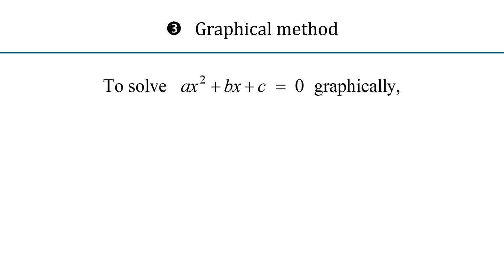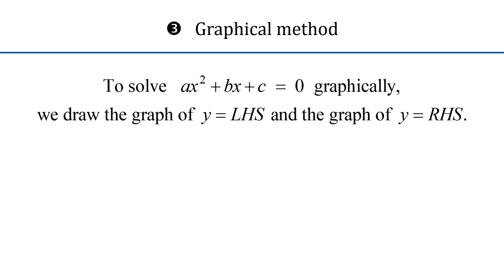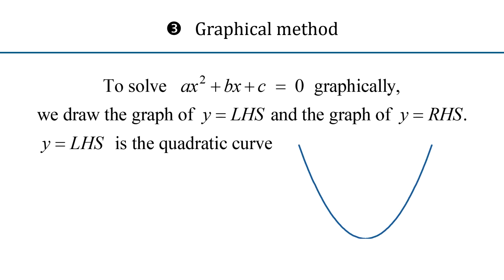Our third and final method is a graphical method. We will use it to solve the quadratic equation ax squared plus bx plus c equals 0. So we have a left-hand side, which is a quadratic expression, and the right-hand side, which is 0. And to do that, we sketch two graphs: the graph of y equals the left-hand side, as well as the graph of y equals the right-hand side. Now, y equals the left-hand side is a quadratic curve, like this. And y equals the right-hand side is actually the x-axis, because the equation of the x-axis is y equals 0.